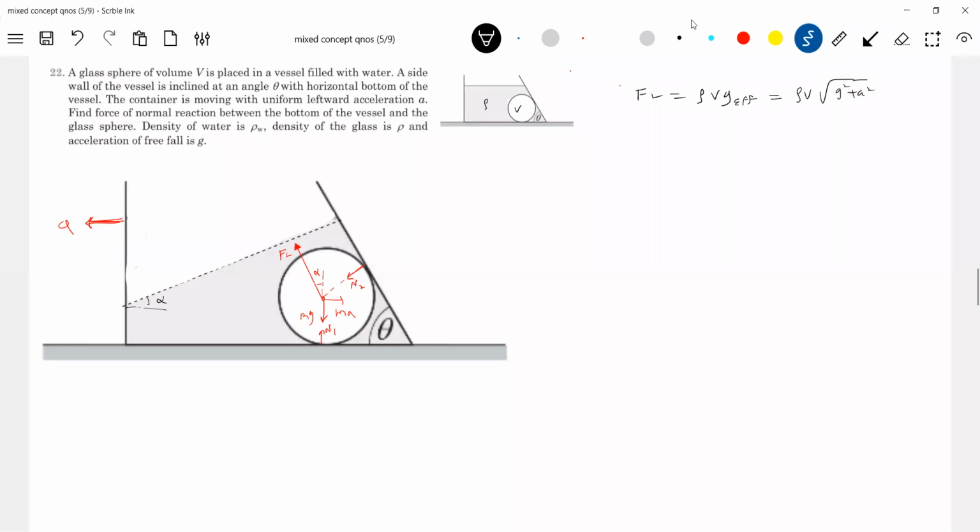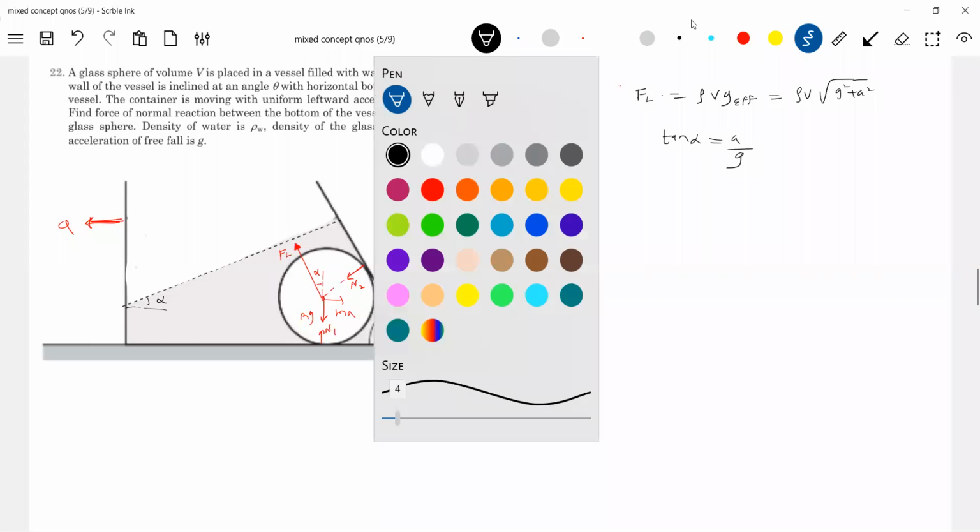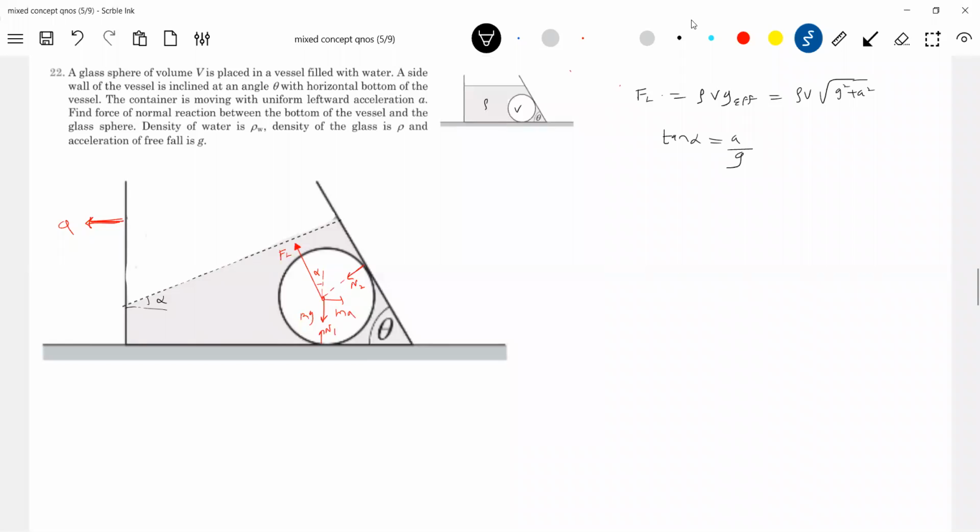I think I gave one question in the assignment which was related to this kind of thinking. Even in static fluids, I can ask you some sort of forces related to this. If the container were at rest, it would have been only G. Because of acceleration of the container, effective G will come into the picture. Okay, I think the rest is everything equating forces. What is tan alpha? Tan alpha should be equal to A by G.